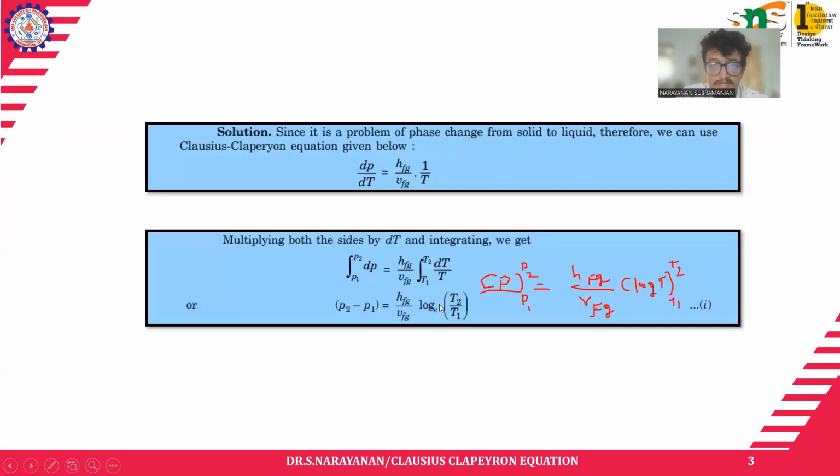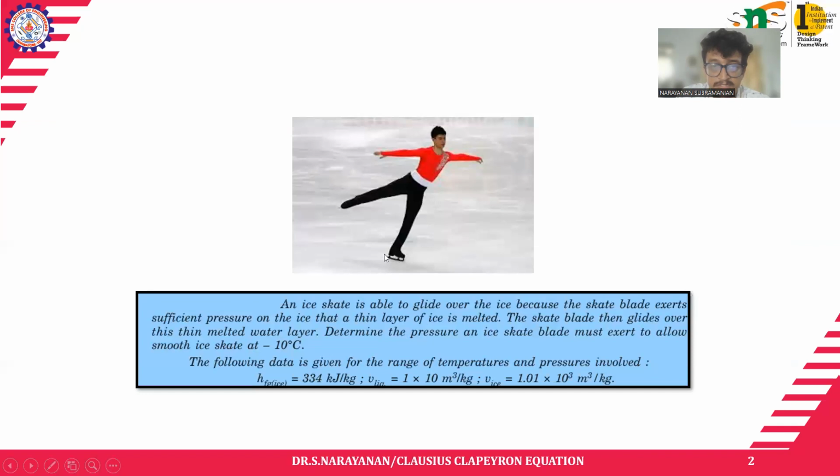So what does this problem convey? For this skate to glide smoothly, the thin layer of ice below the skate must melt. For melting, how much pressure must the skate exert on this ice? That is what the question asked. So to skate smoothly at minus 10 degrees Celsius, the pressure exerted by the skate should be equal to 13.47 bar. That is, 13.47 into 10 power 5 Newton per meter square should be exerted to melt the ice from minus 10 degrees Celsius to 0 degrees Celsius.